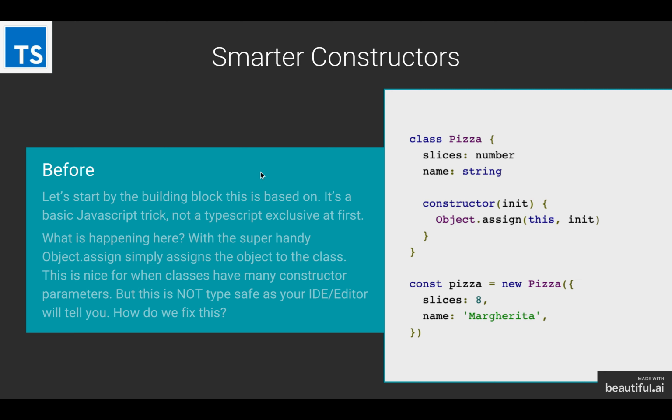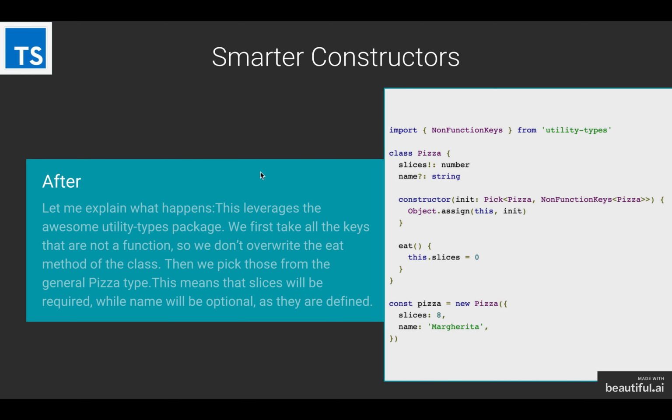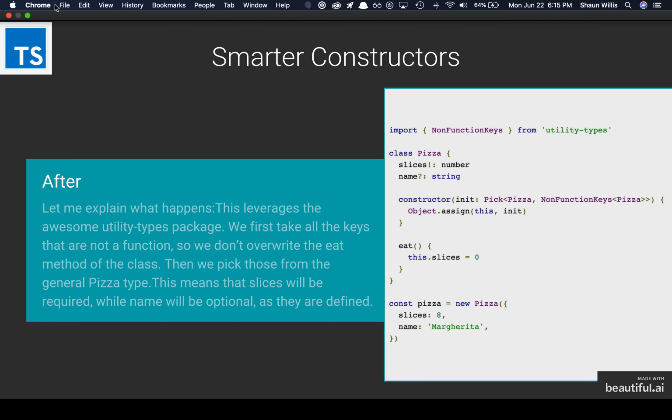So how do we fix this? One way to fix this is adding in a library called utility types and then passing in non-function keys. This will allow you to have type checking whenever you instantiate the class. So for new Pizza, if you look at slices, it's required, and name is optional. So for this example, slices will bark if it's not included. And let's see if I can go ahead and get this to switch over.